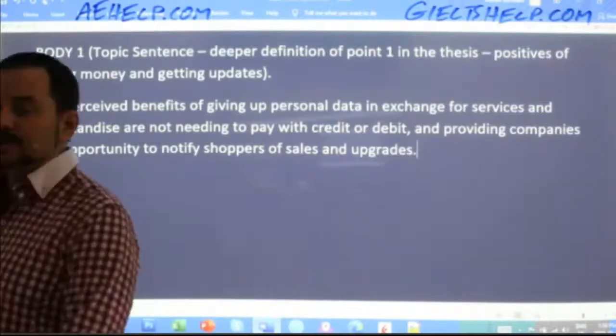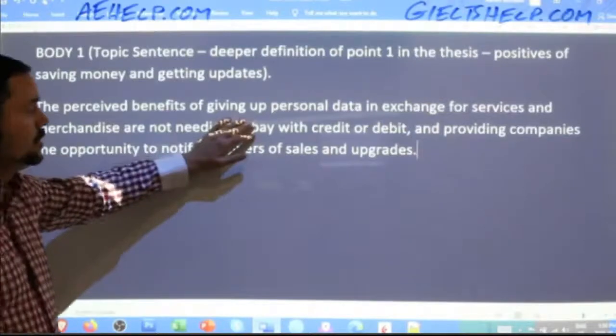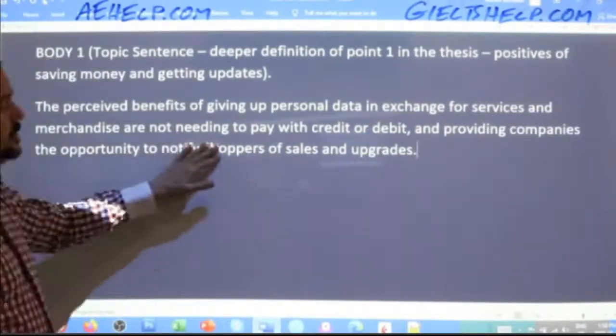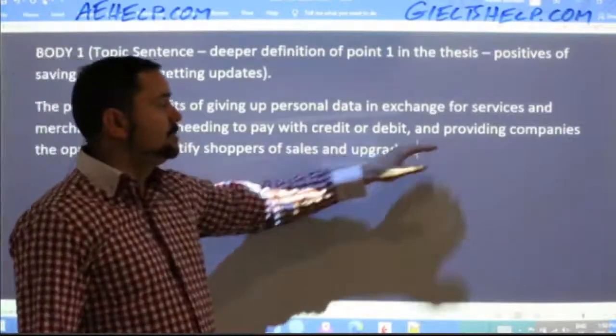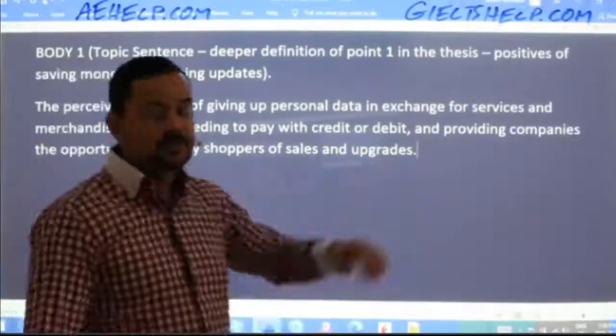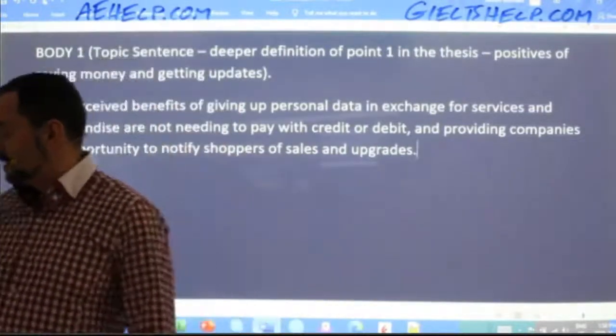All right. So this is my topic sentence. The perceived benefits of giving up personal data in exchange for services and merchandise are not needing to pay with credit or debit and providing companies the opportunity to notify shoppers of sales and upgrades. Okay. All right. So let's see what you come up with for your explanation.